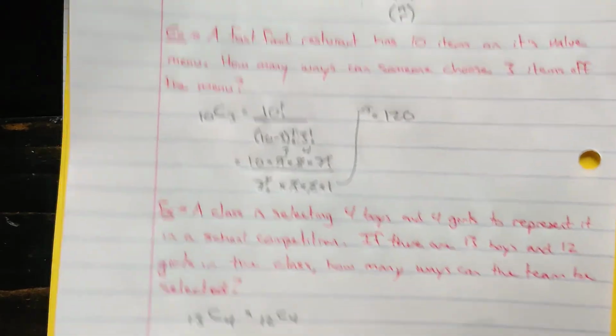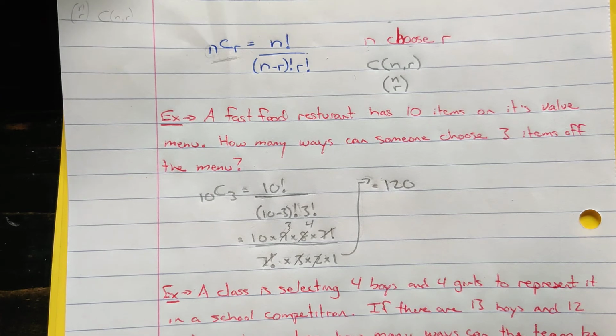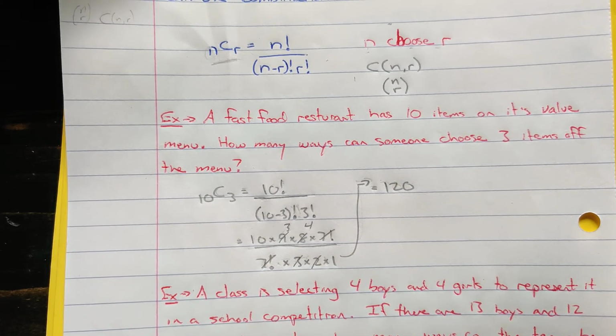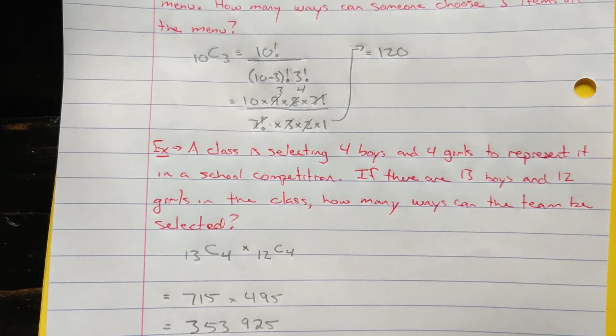So again, combinations, the nCr, we're choosing. So we have n items, we're choosing our items. If you have multiple groups, you're multiplying each of the combinations together.